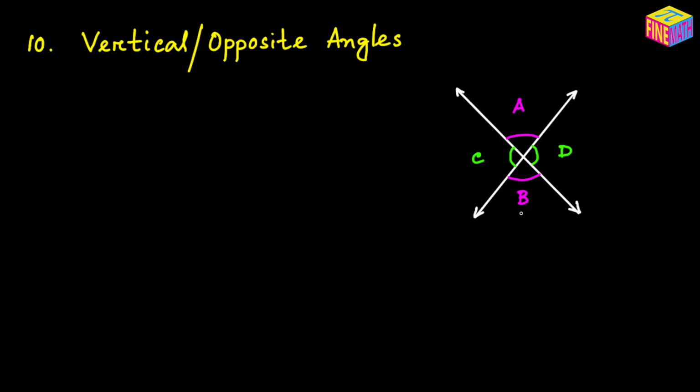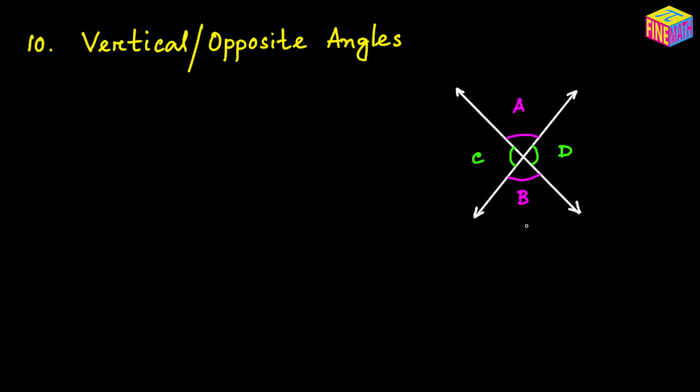I have a picture here. In the picture you can see two intersecting straight lines. At the point of intersection they create four angles, right? So I have marked them as A, B, C and D. I mean angle A, angle B, angle C and angle D. Those are the four angles that are created at the intersection of two straight lines.